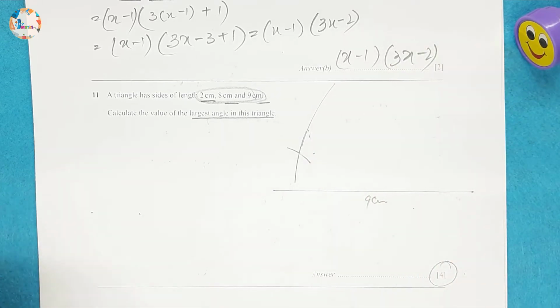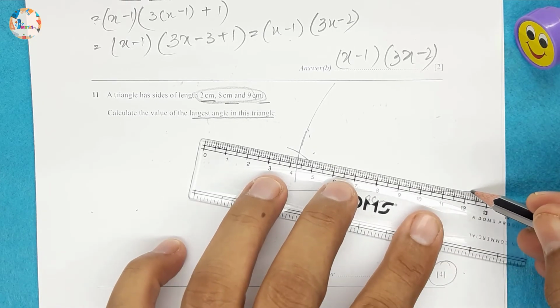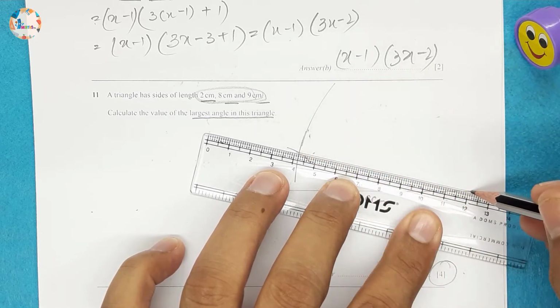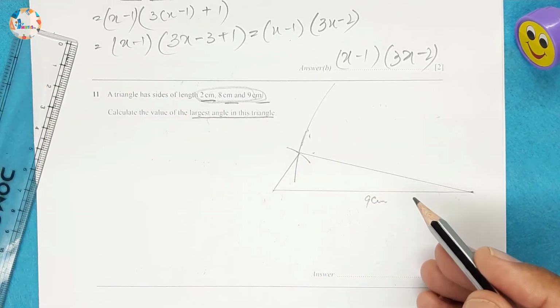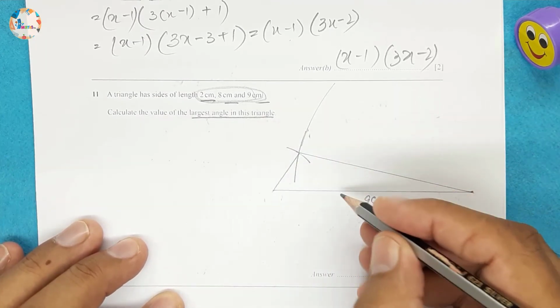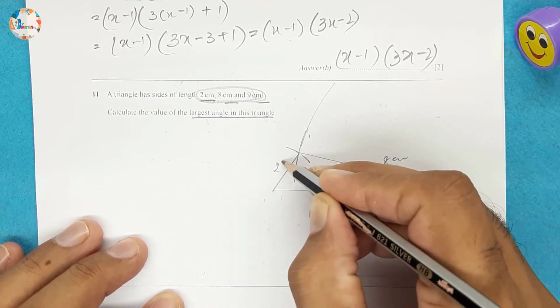So this will be basically our triangle between this one and this. This is the triangle. It takes less than 1 minute or 1.5 minutes to finish this triangle. So this is 9, this is 8 centimeter, and this is 2 centimeter.